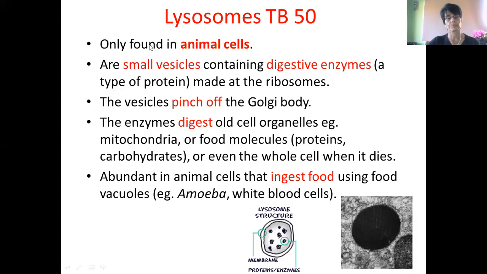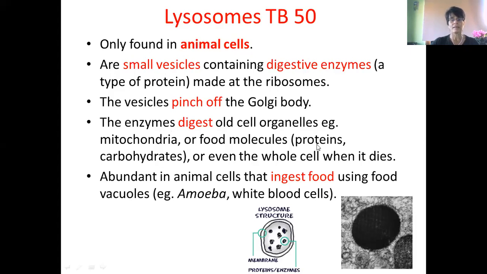Okay, so lysosomes are only found in animal cells. You may remember that they are little vesicles that break off the Golgi body, and they contain digestive enzymes. And digestive enzymes are a type of protein that were made at the ribosomes on the rough ER. So these vesicles pinch off the Golgi body, and they can fuse with old organelles like mitochondria, and then the enzymes will digest the mitochondrial structures, the membranes, and those substances can be reused, recycled.